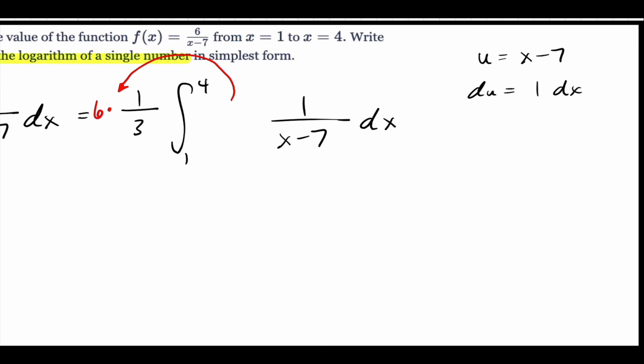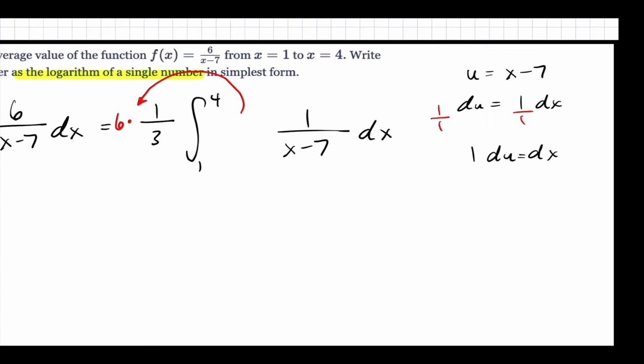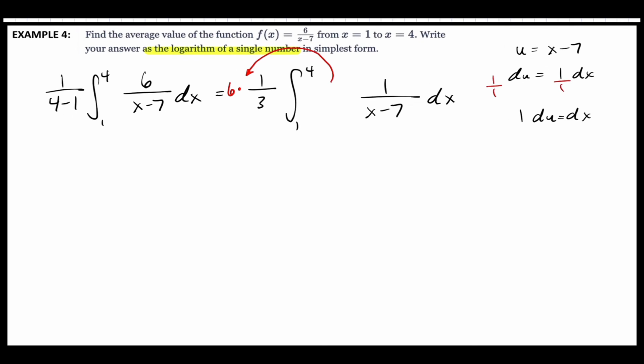Du is 1 dx. Divide by 1. I get 1 du equals dx. You don't need the 1 in front of the du. It won't make any difference, but technically it's there. Okay, so let me rewrite this now.